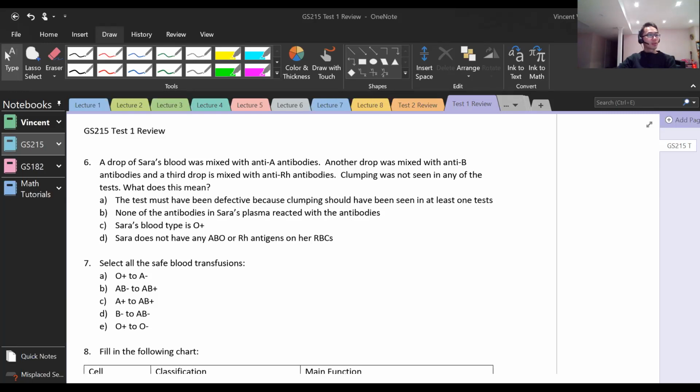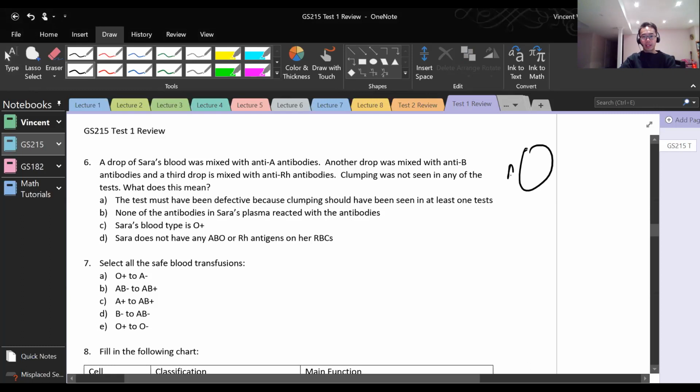Okay, well, let's talk about this. A drop of Sarah's blood was mixed with anti-A. So we have anti-A here, we have anti-B here, and then we have anti-Rh. Clumping was not seen in any other test. So no reaction here, no reaction here, and no reaction here. Based on that result, what blood type is Sarah's blood? Anybody know? Yeah, Megan said O negative. That is correct. O negative.